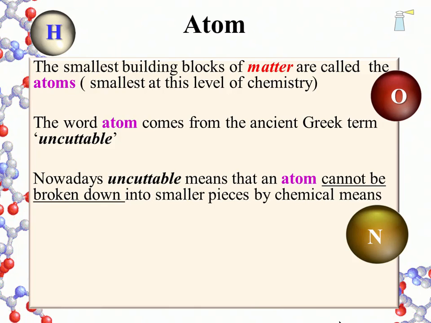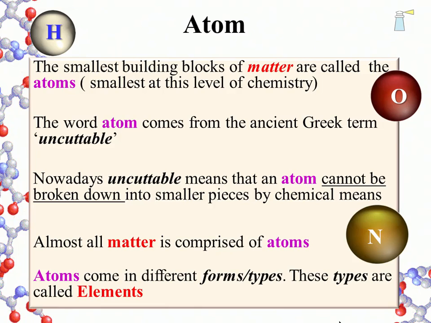A branch of chemistry called nuclear chemistry deals with the cutting of the atom and is covered later in the course. For now, we will not concern ourselves with that aspect of the atom. Almost all matter is composed of atoms. Atoms come in different forms or types, and these are called elements. The study of chemistry is a study of elements.